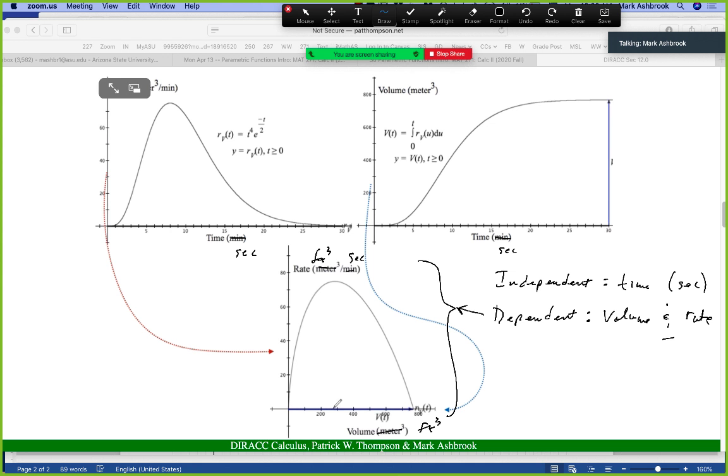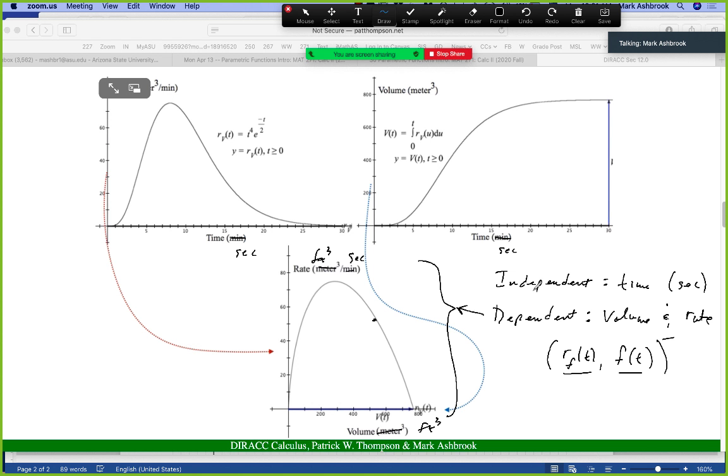So I'm graphing one dependent variable on the x-axis, and the other dependent variable on the y-axis. So we have r of f of t and f of t, and we're going to graph those ordered pairs, but we don't have a t-axis, right? For every given point, there's some t that got us that point, that got us the value of the rate and the value of the volume.